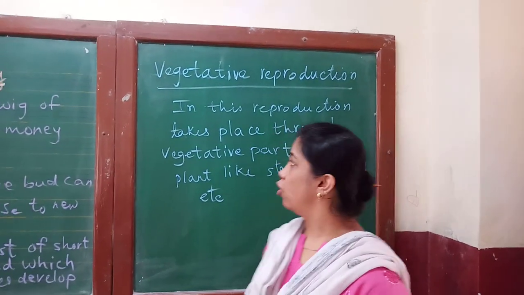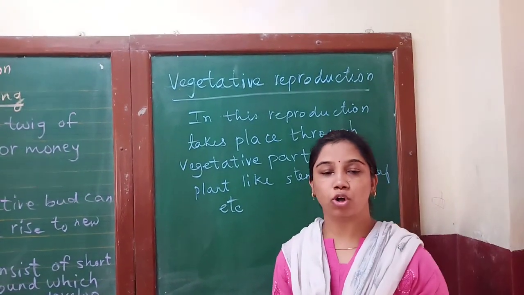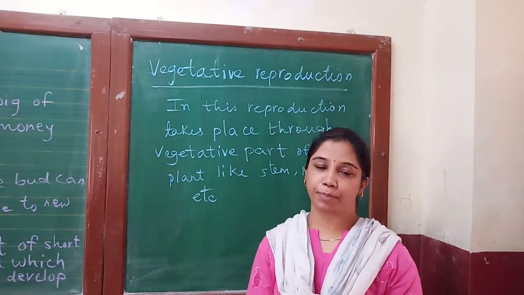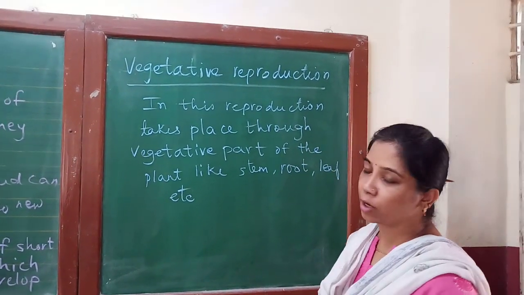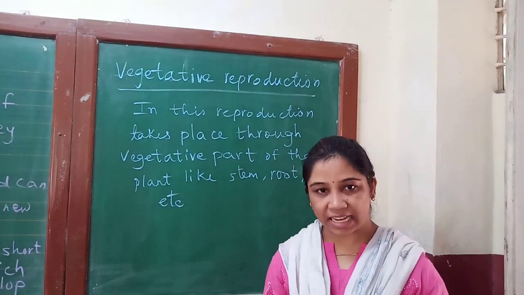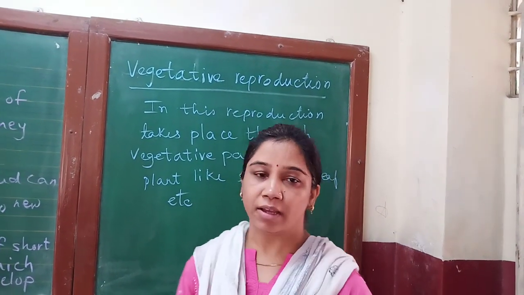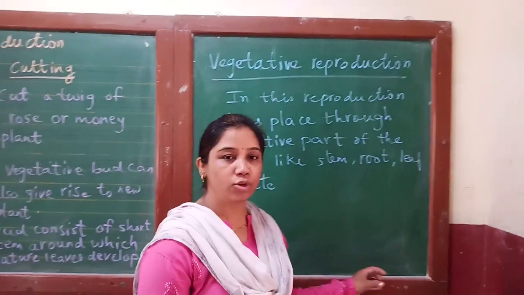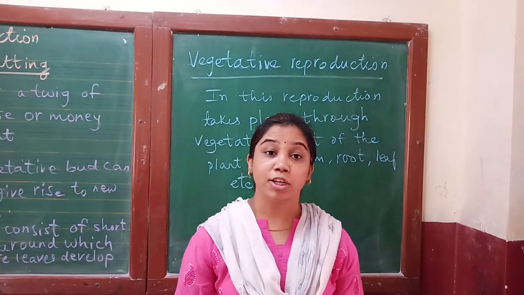Now we see about vegetative reproduction. Children, this is also a type of asexual reproduction. In this, reproduction takes place through a vegetative part of the plant like leaf, root, stem, seeds. From that part also we are going to make another new plant.